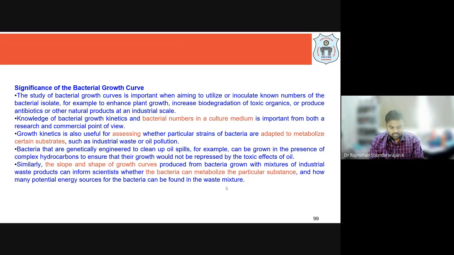For example, to enhance plant growth, to increase the biodegradation of toxic organics, or to produce antibiotics or any other natural product at the large, industrial scale, if you want to enhance the rate at which these reactions are taking place, we have to understand the growth kinetics, so that we can take necessary actions like adjusting the pH or introducing nutrients to improve the growth rate. Because in industry, time is more important.